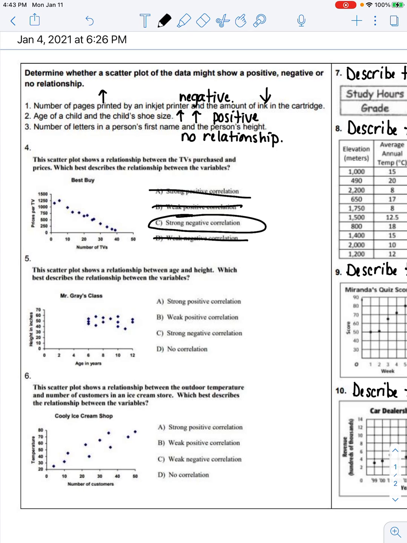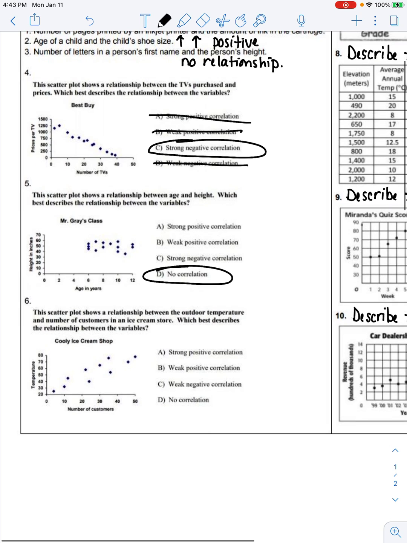Number 5. So that actually looks to me like no correlation because it's not positive or negative, so it's going to have to be no correlation. And if it's no correlation, it doesn't matter if it's strong or weak.